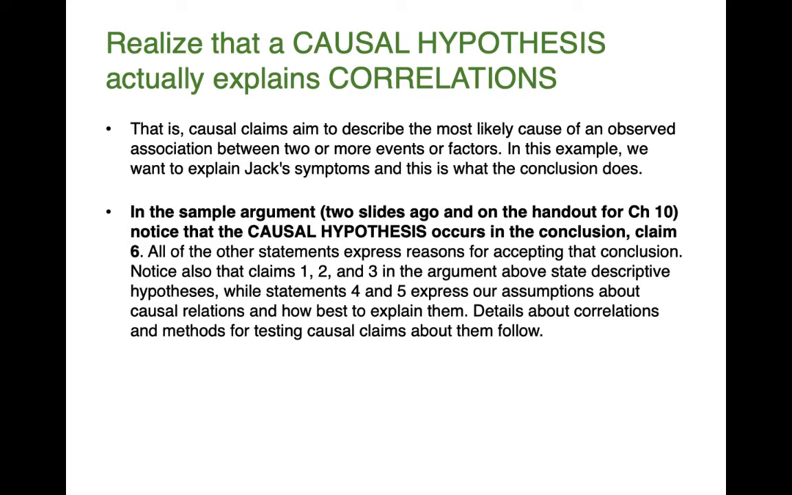Causal claims aim to describe the most likely cause of an observed association between two or more events or factors. And again, if you're going to look for a likely cause, you've got to consider other possible causes as well and then rule out some. In this example, we want to explain Jack's symptoms, and this is what the conclusion does. In the sample argument 2 slides ago in the handout for Chapter 10 also, notice that the causal hypothesis is in the conclusion, claim 6.